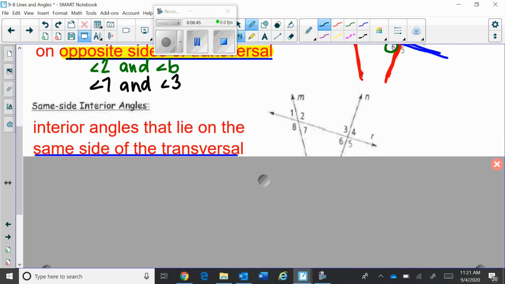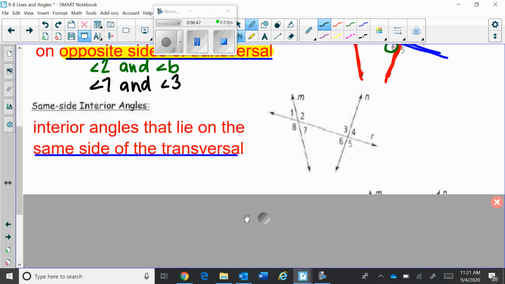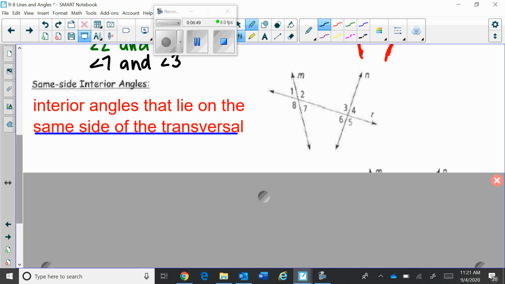I have duplicated that picture just for my own drawing so you can see it. You may want to duplicate it as well. Kind of up to you. So go ahead and pause me and write this definition down. Once again, we have our two parallel lines, and we have that cut by the transversal.